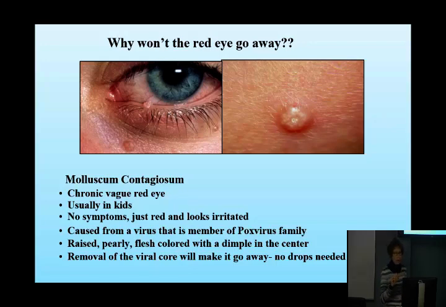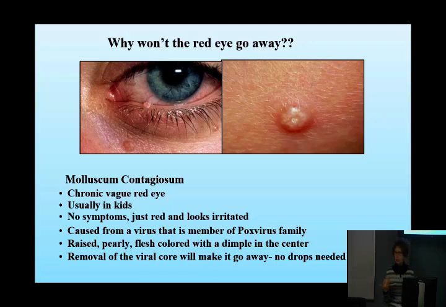So look at the eye, and if you see one of these on the eyelid margin, like this one over here, you can see there's actually a little white core to it. What I do with these is put some topical numbing cream on it, and I take a sterile needle. If you dig out that little white core, it'll go away. You don't need any drops, any ointment, or any type of treatment. You just need to get rid of that viral core. And once that core is gone, that lesion will go away.